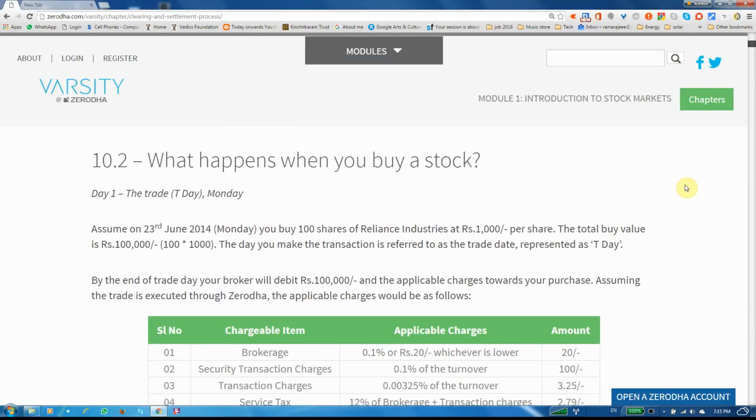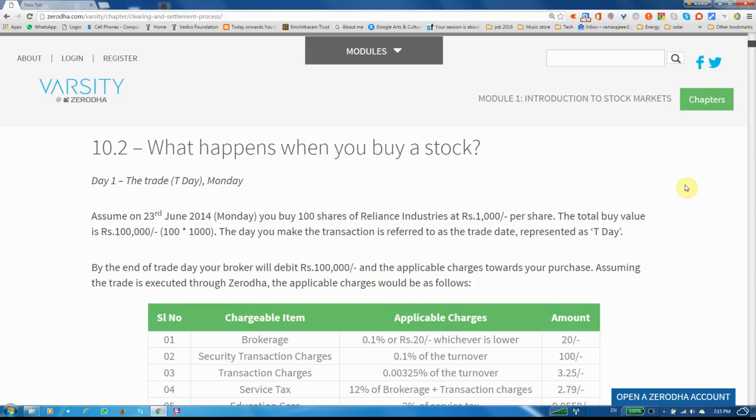10.2 What happens when you buy a stock? Day 1, the trade, T-Day. Monday. Assume on the 23rd of June 2014, Monday, you buy 100 shares of Reliance Industries at 1,000 rupees per share. The total buy value is 100,000 rupees, that is 100 times 1000.